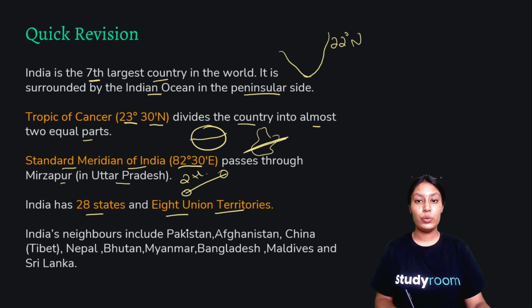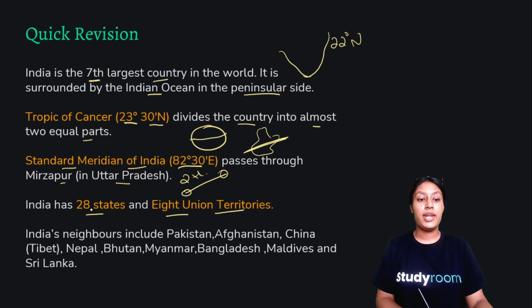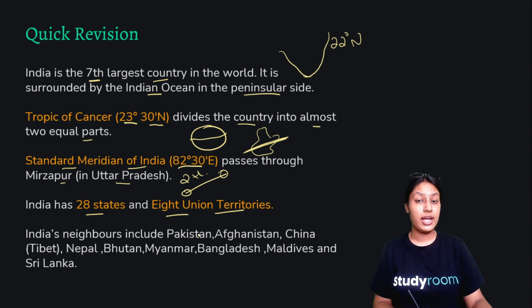India's neighbors include land neighbors. So we are here talking about neighbors which share our land boundary. They are Pakistan, Afghanistan, China, Nepal, Bhutan, Myanmar, Bangladesh, Maldives, and Sri Lanka. We do not share a land boundary, but they are our neighbors.